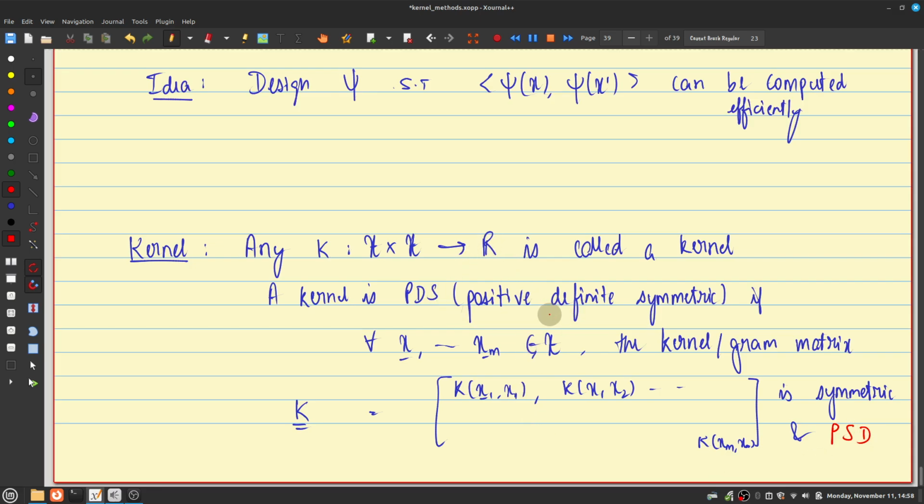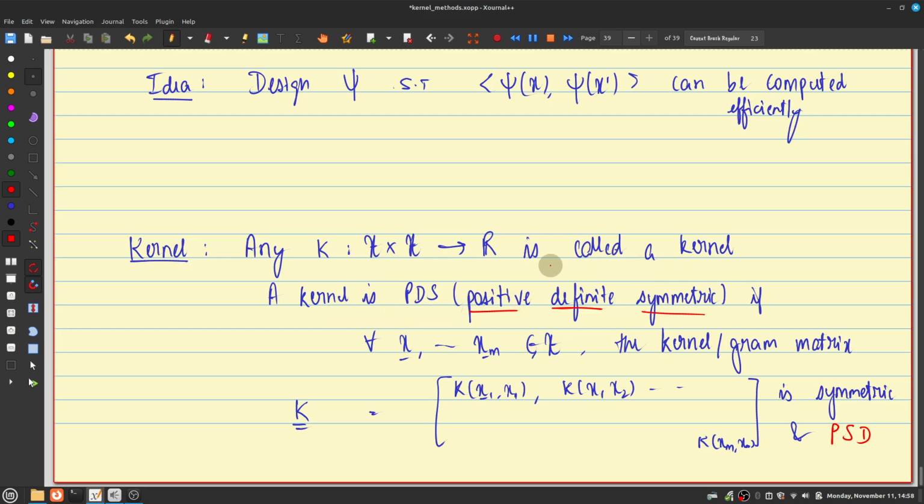So even though it's called a positive definite symmetric kernel, the requirement is that the gram matrix, or the kernel matrix, is positive semi-definite. Unfortunately, this terminology is standard. It would have been better to call this positive semi-definite symmetric kernel. Again, depending on which reference you see, some references call PDS kernels simply kernels.